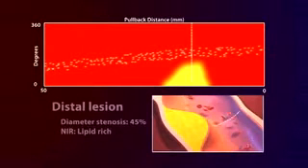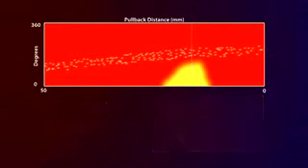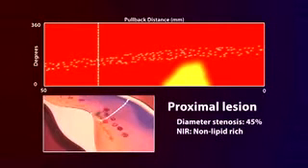The chemogram in this hypothetical example indicates that the distal lesion is lipid-rich. The proximal lesion, however, does not appear to be lipid-rich.